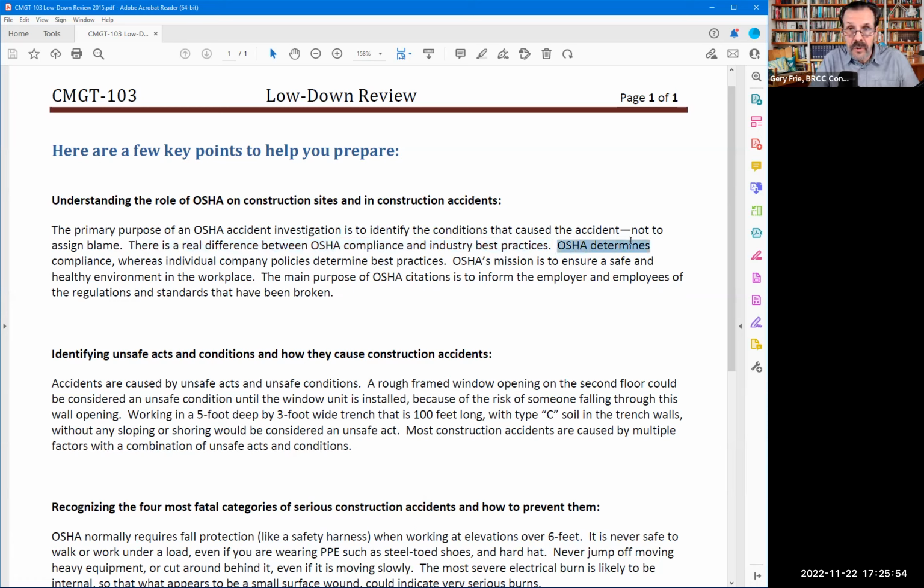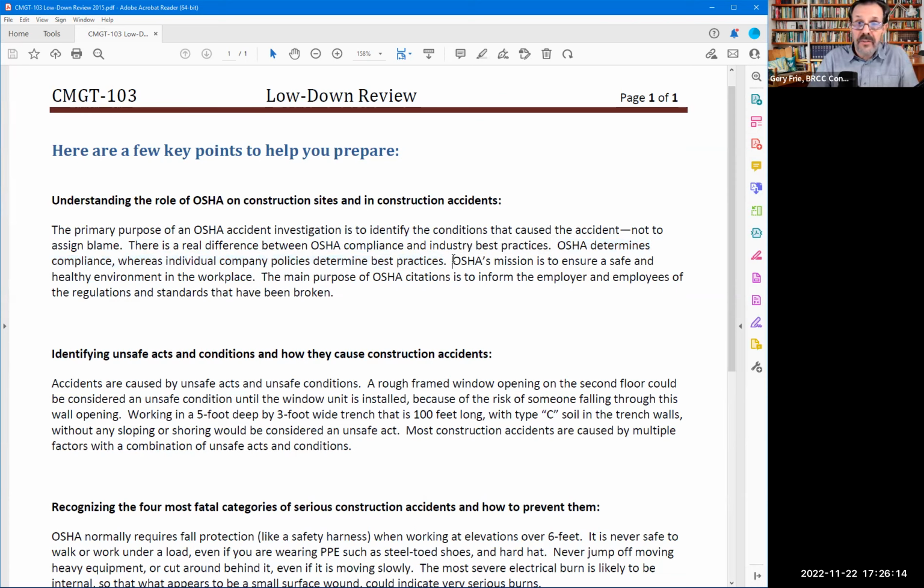Look at the next line. It says OSHA determines compliance, whereas individual company policies determine best practice. Well, that's kind of related to the previous sentence. We're talking still about compliance and best practices. But your best practices have to at least meet OSHA's minimum standard.